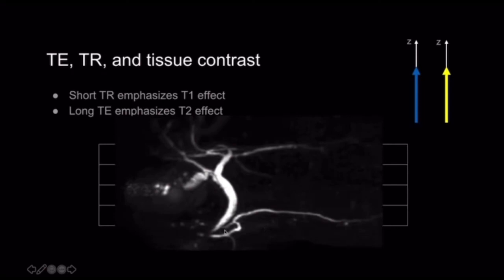MRCPs, therefore, use very long TEs. Remember, long TEs emphasize the T2 effect. So they use very long TEs to produce these images. Most other things lose the signal, and the water and the bile ducts and the pancreatic duct maintain their signal, and we get great images.